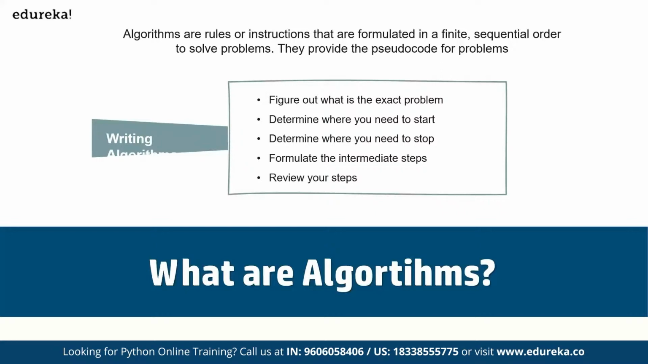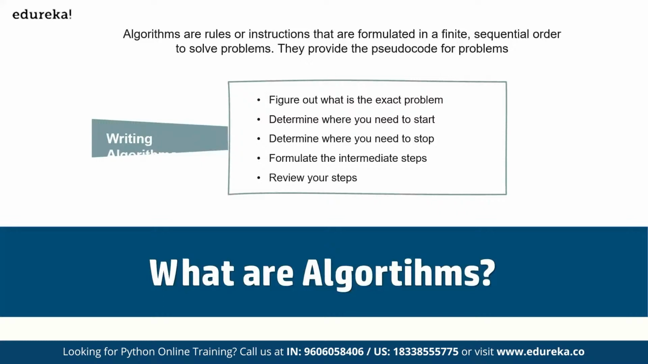There are no distinct rules to formulate algorithms, but we will need to keep the following pointers in mind, like we can see on the screen. We first have to figure out what exactly the problem is. Then we have to determine where exactly we need to start, and then we have to think about where we need to stop as well, because starting and stopping both are required. And then we have to formulate the steps which are going to be performed as a part of the response, and then we have to review our steps as well.